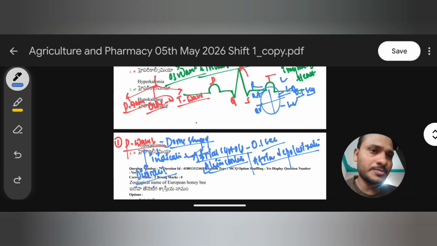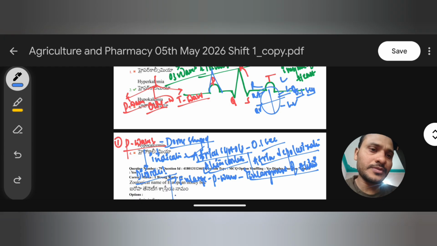By observing these P wave impulses, we can identify some disorders. For example, an enlarged P wave, like this. These enlarged P waves indicate enlargement of the atrium. If there is an enlargement of the atria, we can identify it as enlarged P waves.